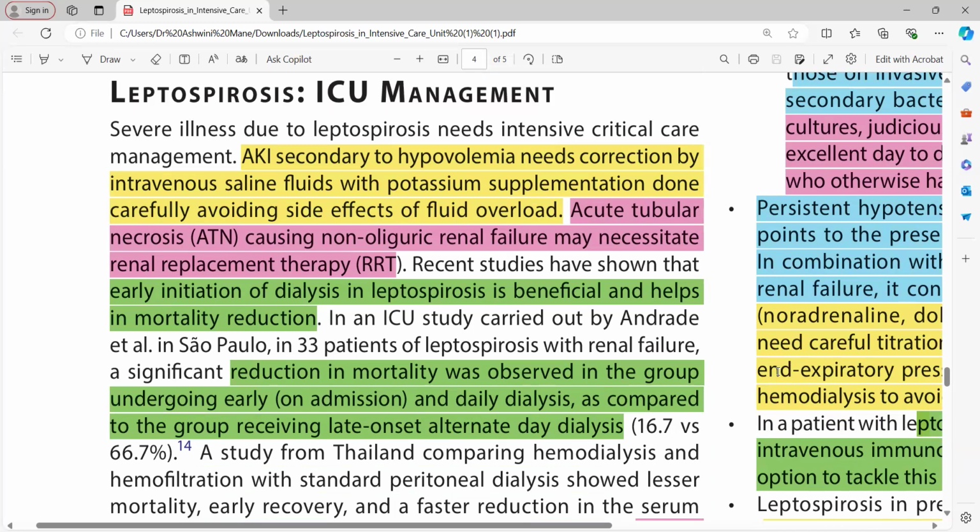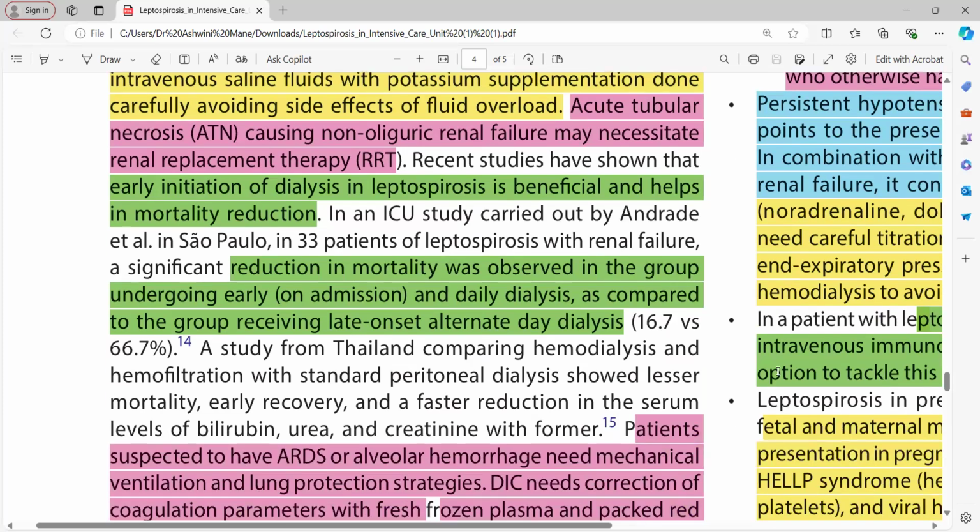Recent studies have shown that early initiation of dialysis in leptospirosis is beneficial and helps in mortality reduction. In an ICU study carried out by Andre et al. in Sao Paulo, in 33 patients of leptospirosis with renal failure, a significant reduction in mortality was observed in the group undergoing early and daily dialysis as compared to the group receiving late onset alternate daily dialysis.